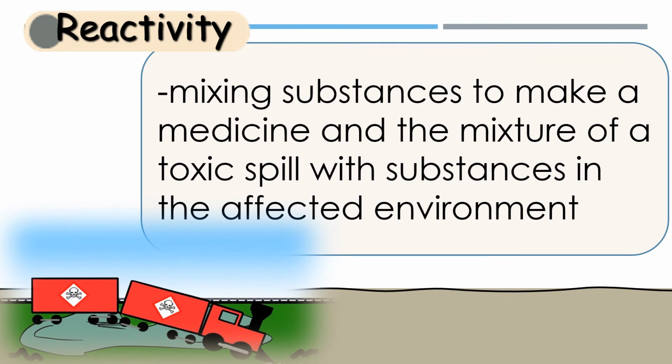Okay, mixing substances to make a medicine and the mixture of a toxic spill with substances in the affected environment. When we combine materials or chemicals, it is good that we can create new products. But what will happen with these products? Is it good for our environment or not? So we need to be very careful on what we are mixing so that it will not affect our environment.